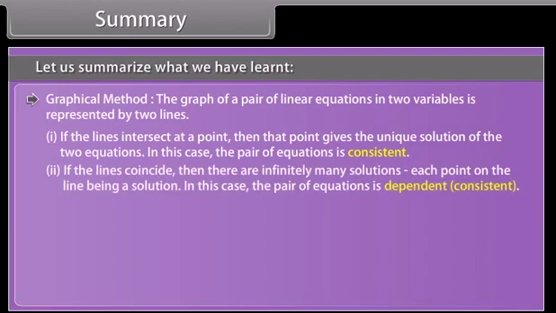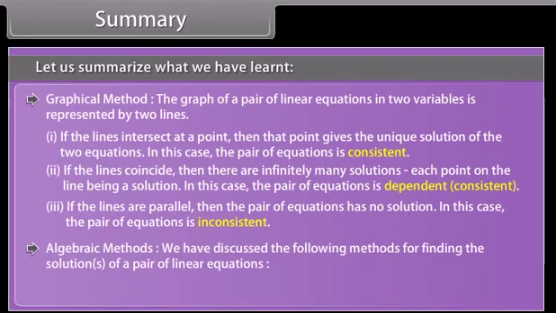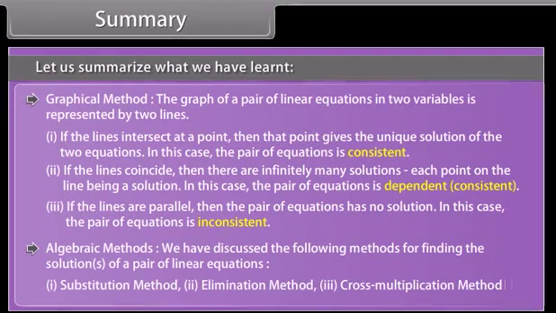2. If the lines coincide, then there are infinitely many solutions, each point on the line being a solution. In this case, the pair of equations is dependent, consistent. 3. If the lines are parallel, then the pair of equations has no solution. In this case, the pair of equations is inconsistent. Algebraic methods: we have discussed the following methods for finding the solutions of a pair of linear equations. 1. Substitution method. 2. Elimination method. And 3. Cross multiplication method.